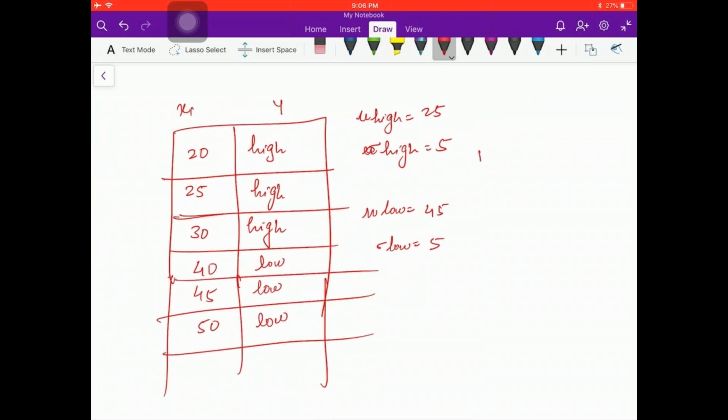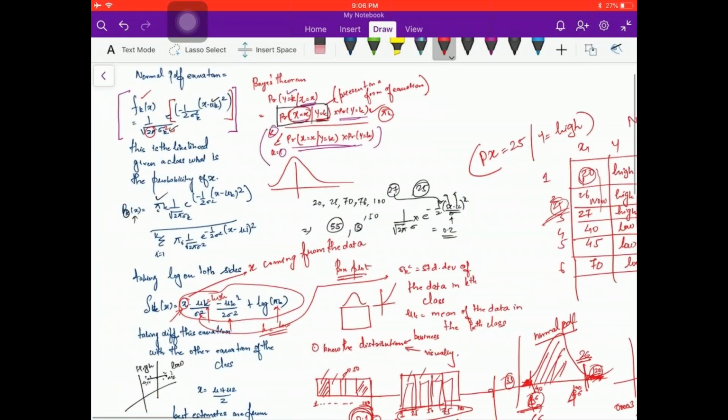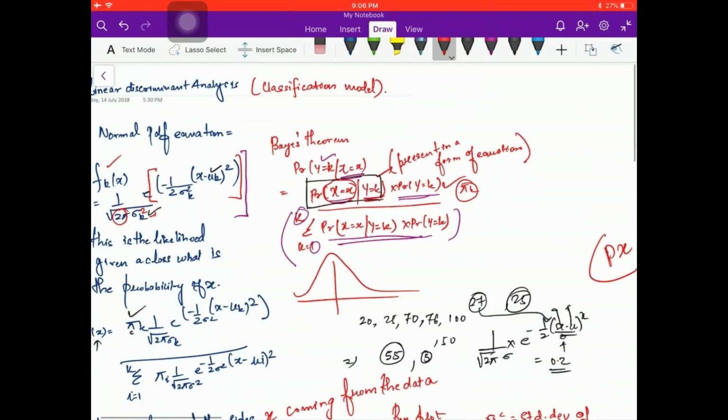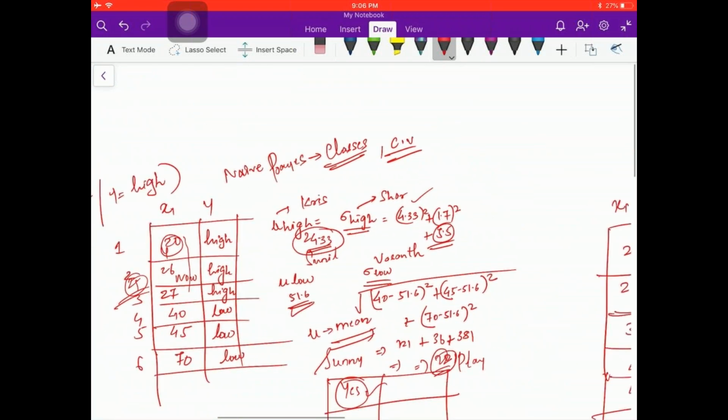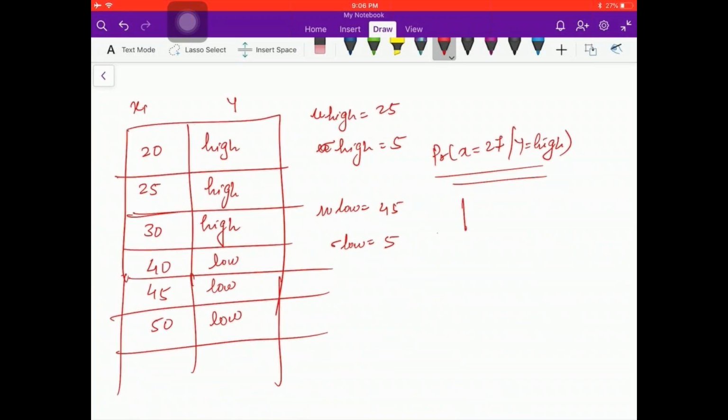Now tell me what is the probability of x equal to 27 given y equal to high. Come on, do this. I want the real answer. The equation that you have to use is this one. I'll write it here properly so that you can take a reference of it. 1 by root of 2 pi. Let me write it properly.